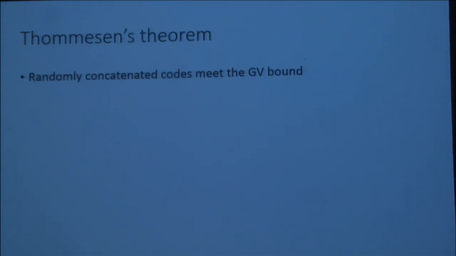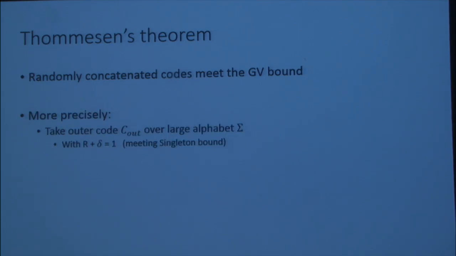So first, let me tell you Thomason's theorem, because this is really the result we'll be using, and this is how we get codes. This gives a scheme for constructing codes on the GV bound. Basically, randomly concatenated codes meet the GV bound. More precisely, this is the statement. You take any code over some large alphabet, which is on the Singleton bound, so r plus delta equals 1, like Reed-Solomon. So that's the outer code.